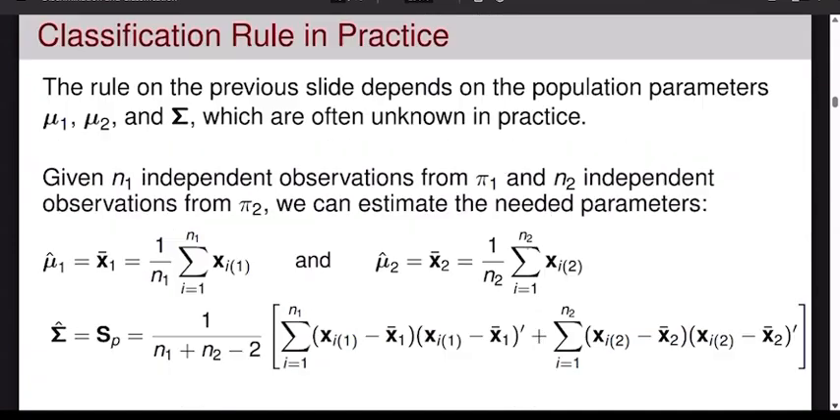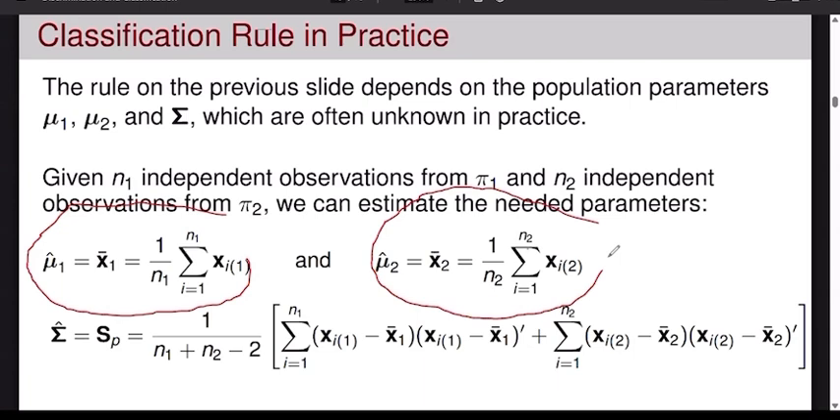Now, let's look at the classification rule in practice, where you have a data set. You need to find the mean for the first group. How do we find the mean for the first group? Because the data set is involved, it's going to be an estimate, a sample mean. Then you find the mean for the second group.